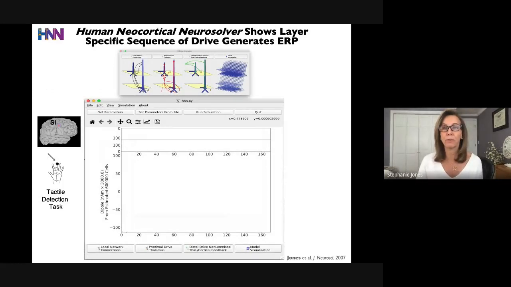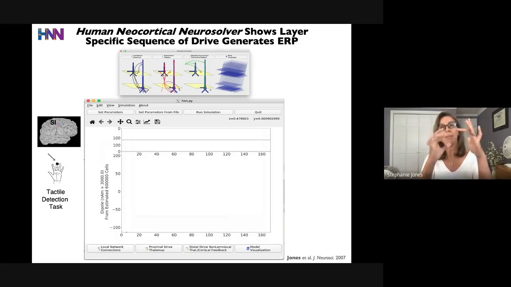So here I'm going to walk through an example of where we've used this to study tactile evoked responses. In my lab, we do these experiments where we tap the finger and we ask the subject, did you feel it? Did you not feel it? And we're interested in correlates of perception in the signal. And so in our first study applying this model, we tried to understand, can we get at the origin of the tactile evoked response?